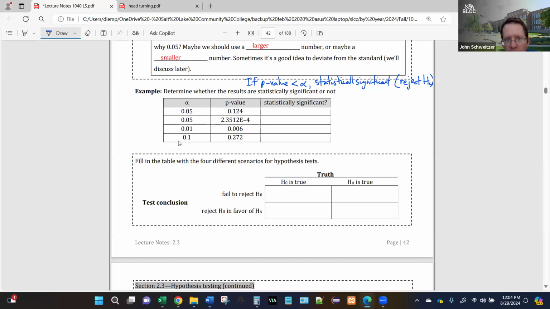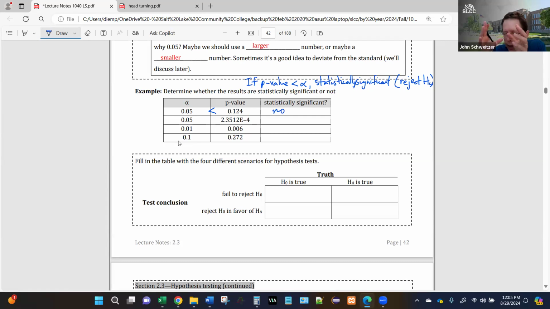Okay. If the p-value is more than alpha, then it's not statistically significant, and we do not reject the null. We just simply don't have enough evidence to overturn the established wisdom. And that's fine. I mean, if the established wisdom is true, we don't want to throw it out, right? Okay, good. So alpha equals 0.05, p-value 0.124, then in that case, the inequality goes towards the p-value, which means it's not statistically significant. You guys try the other three.